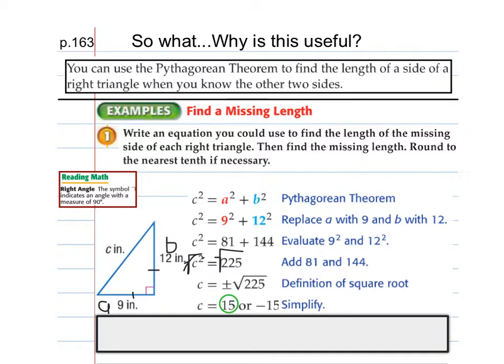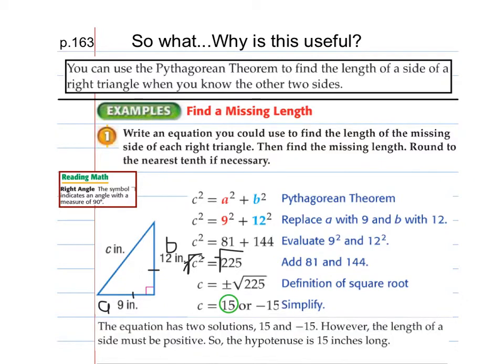By the definition of a square root, that is going to be a positive or negative number. But because we have a physical triangle, it cannot be negative, so the hypotenuse must be 15 inches long.